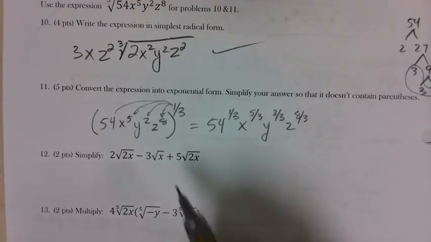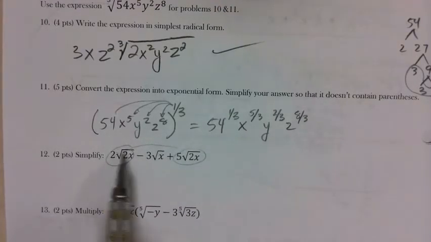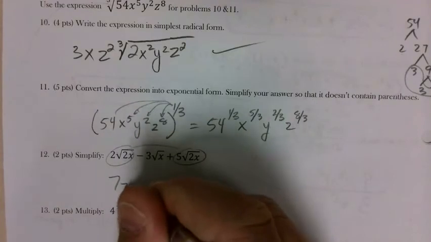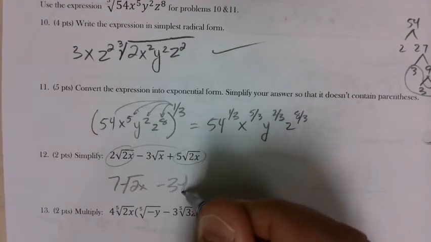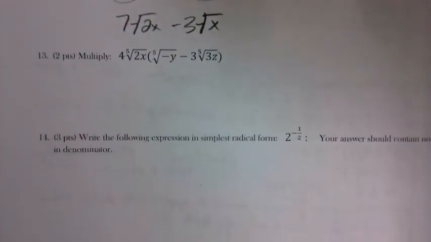So now all I'm doing is looking for like terms. Well, that is like that because they have the same index and the same radicand. So I just add the coefficients. 2 plus 5 makes 7 square roots of 2x. And that minus 3 square roots of x just tags along. Cool. Okay, next, moving on.